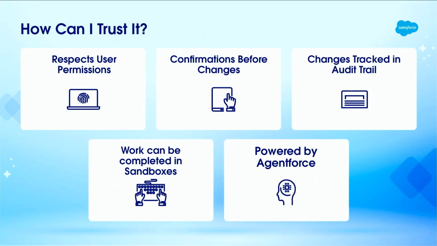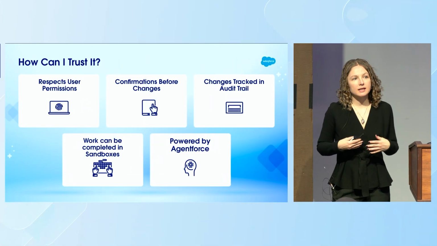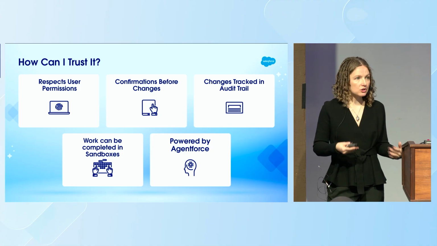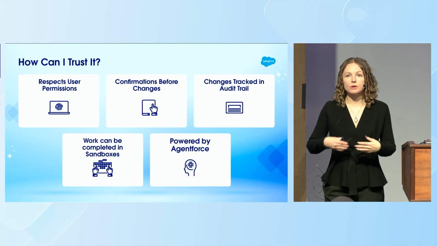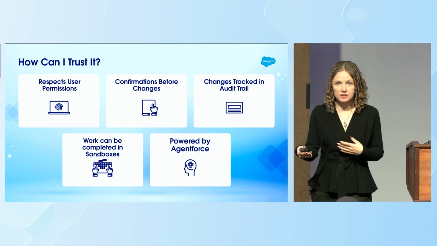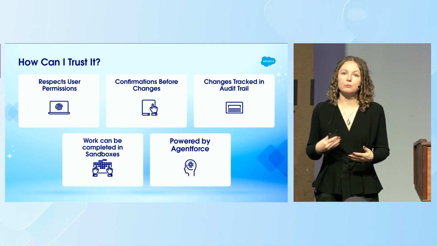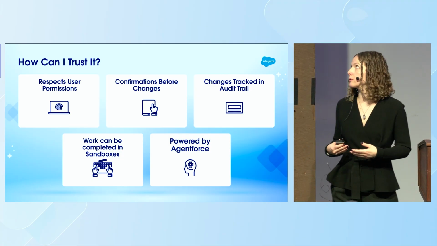So one of the first questions we get from all of you is, how can I trust it? The first thing is that this is not going to do anything you don't have permission to do already. So someone using the agent is not going to be able to complete tasks that they can't complete manually. The second is that it's always going to ask for confirmations before making any changes. So it will give you a preview of the change it's about to make, let you review before you confirm and those changes are made.